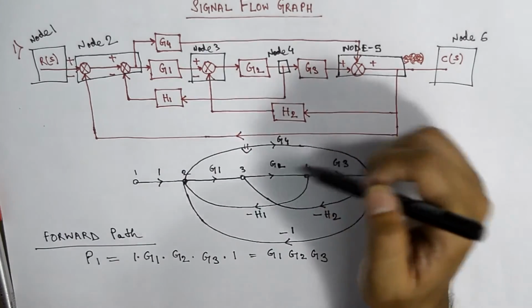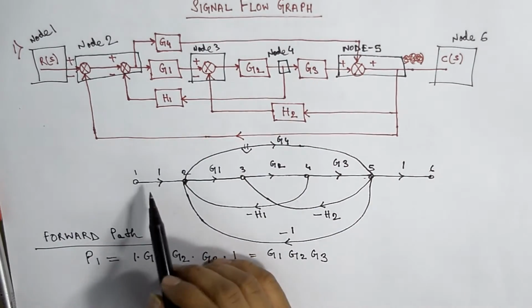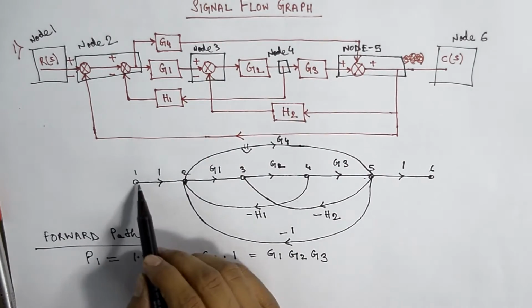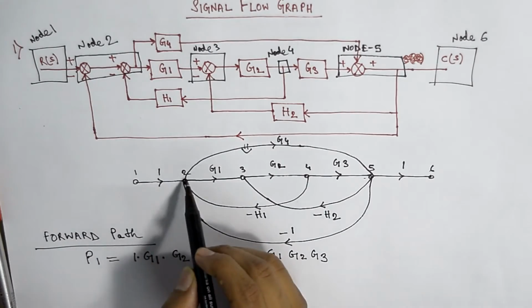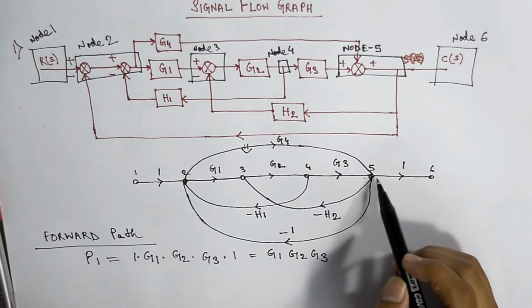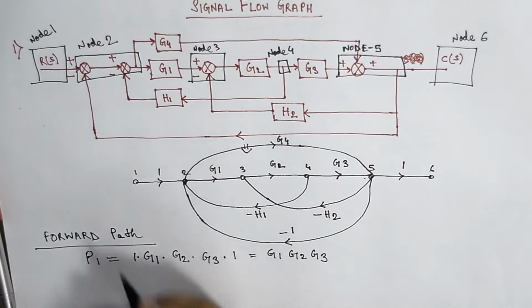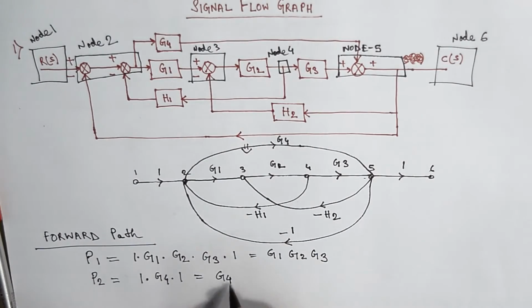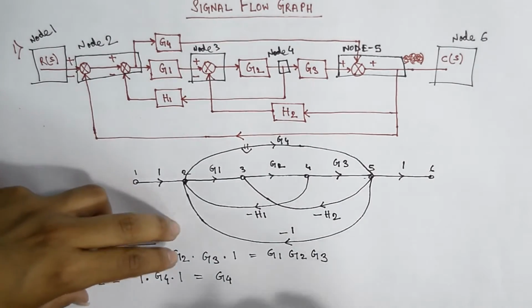There is another forward path, as you can see here, that this branch is going from 1 to 2, and from 2 it's directly going to 5, and from 5 it's going to 6. So there is another forward path, say P2. So we will write here 1 times G4 times 1, or you can simply write G4. So I found out the forward paths.